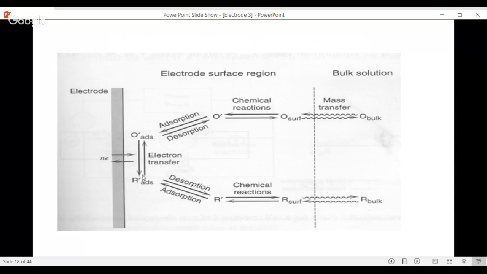So when we transfer an electron from a reduced species to an oxidized species, or from an oxidized species to a reduced species, then there is the transport of the species from the bulk of the solution, which is mass transport or diffusion.